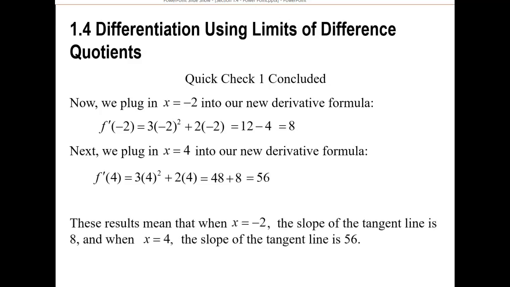And then these results mean that when x is negative 2, the slope of the tangent line is 8, that was the answer. When the x value was 4, the slope of the tangent line to my curve was 56. So if you had graphed the function f of x, which was x cubed plus x squared, and found x value negative 2 and drew a tangent line, that line's slope is 8. And if you found 4 on that graph and drew a tangent line, that slope is 56.